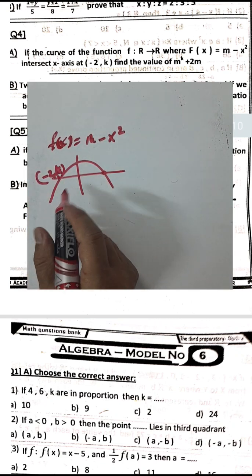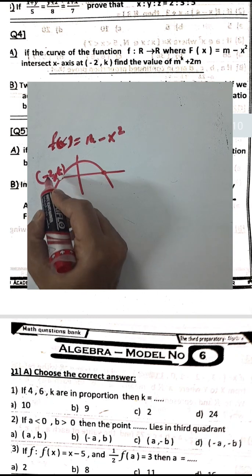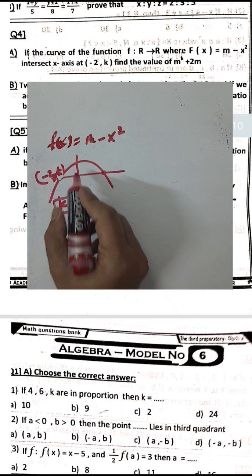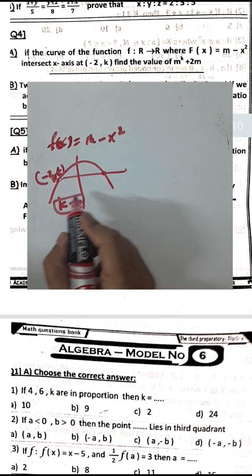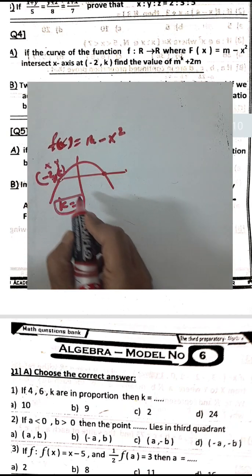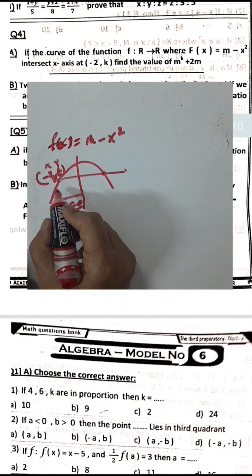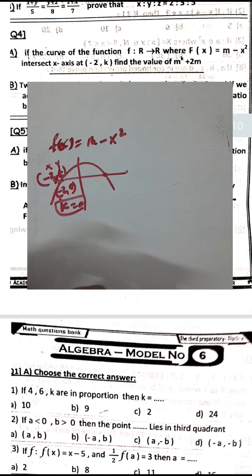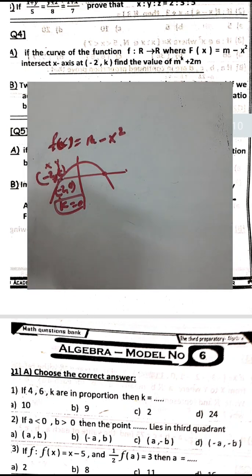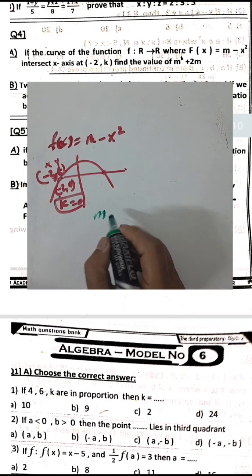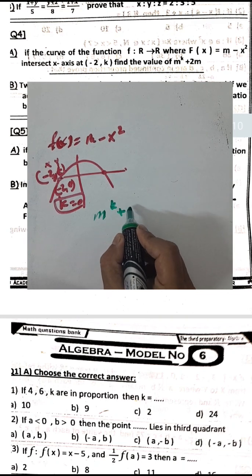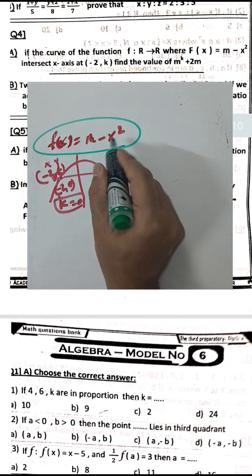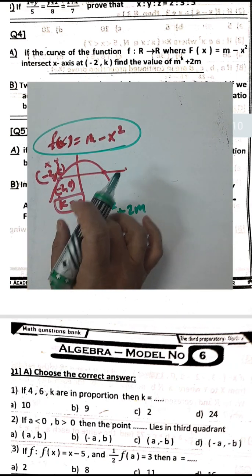Intersecting the x-axis, what does it mean? It means here y will be 0, then k will be equal to 0, because this curve intersects the x-axis, meaning y equals 0. We have x and y, then k equals 0. Then the point here will be -2 and 0. Okay, we need to find the value of m power k plus 2m. This point lies on the curve. This point will satisfy this curve.